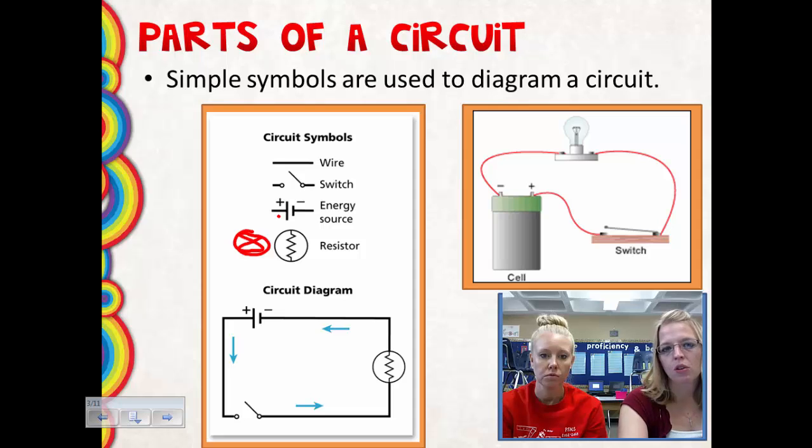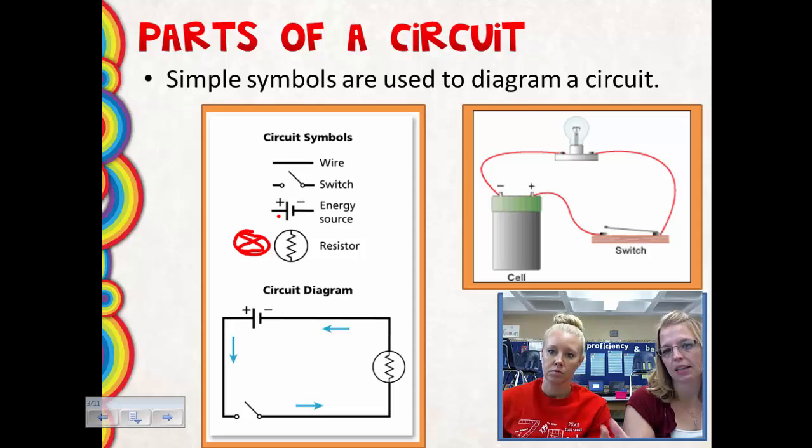Very good. Draw this in your notebook. Draw that whole section with the symbols because we do expect you to know those and use those. And then if you wish to draw the real life looking picture, you can, but that's not necessary. You need to be familiar with those symbols because you'll see those on tests and formatives.